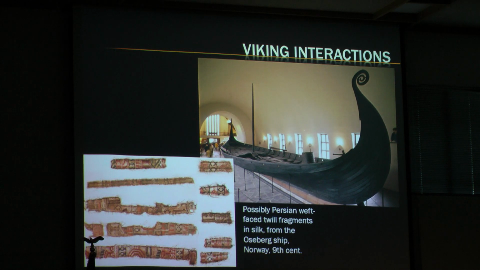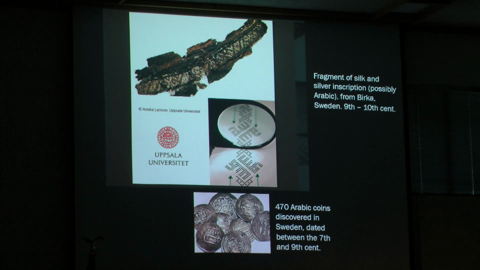More recently, a small fragment of silk with a silver inscription was discovered in Sweden. Professor Annika Larsson from the University of Uppsala, who analyzed the fragment, claimed the silk patterns, which were originally thought to be ordinary Viking age decoration, showed a geometric Kufic script. The news acquired great popularity also thanks to the New York Times.